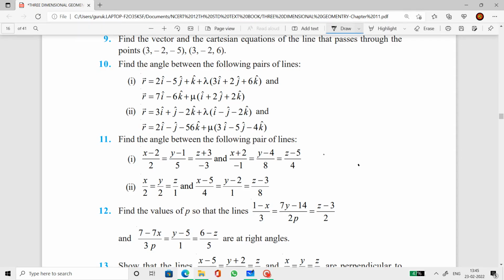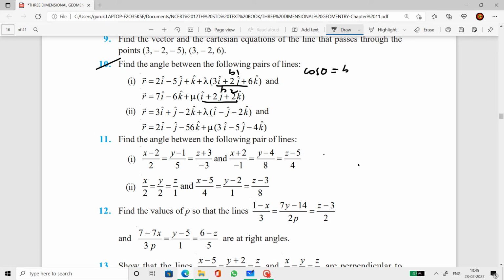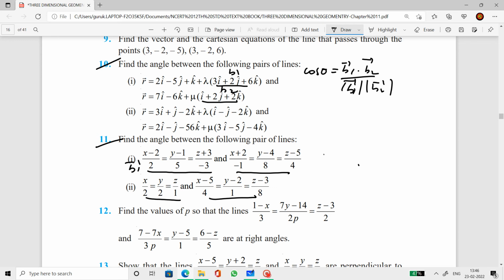The angle formula I've already said. To find the angle between two lines, take the direction vectors. One will be B1, another one will be B2. Use cos theta equals B1 dot B2 by magnitude of B1 vector times magnitude of B2 vector. Question 10 is like that. Just pick B1 and B2 and put them in the formula. 11 is also like that, because the denominators are the components of the B vectors, right? So B1 vector will be 2i plus 5j minus 3k. B2 vector will be minus 1i plus 8j plus 4k. Then apply the formula.